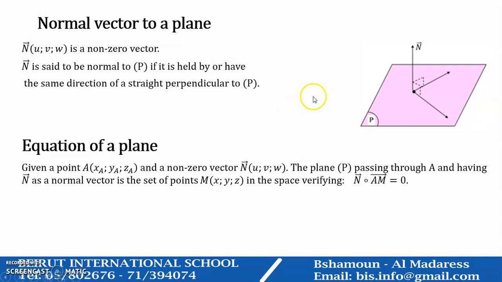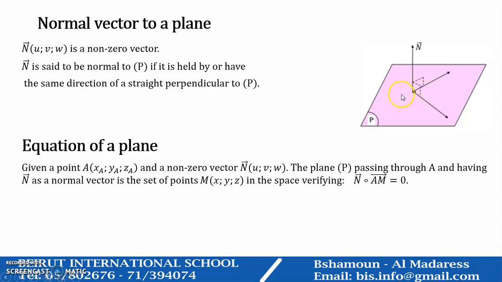Since n is orthogonal, or perpendicular, to a plane, held by a line perpendicular to the plane, then if we take any vector in the plane, the scalar product of n dot this vector, whatever the vector is, equals 0. We know that if two vectors are orthogonal, then their scalar product equals 0.